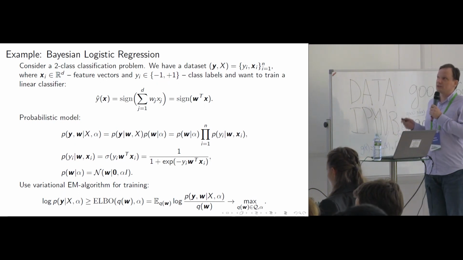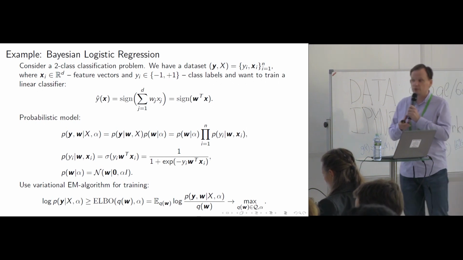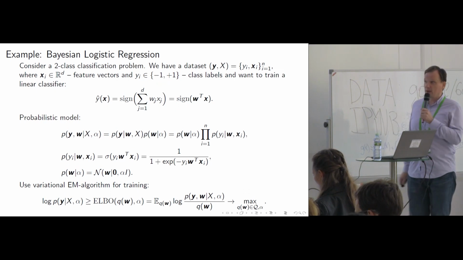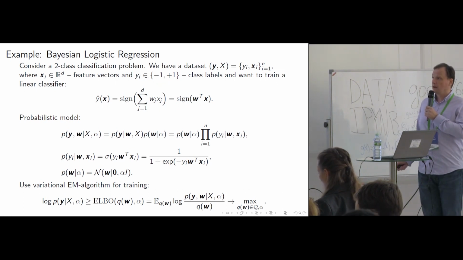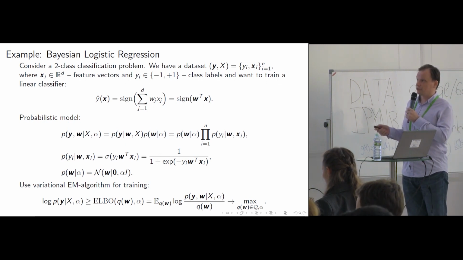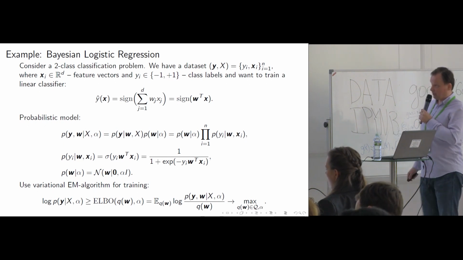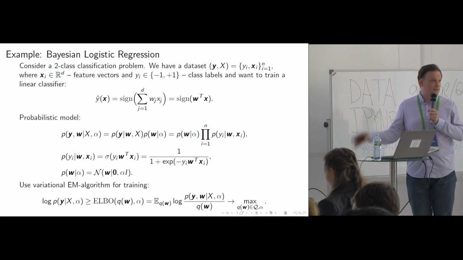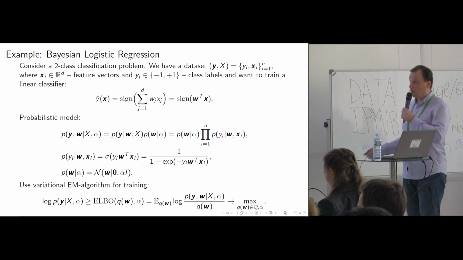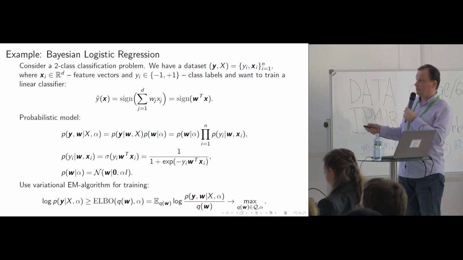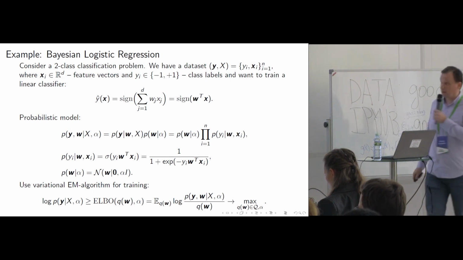So here we consider just a two-class classification problem and try to train a linear classifier for this problem to find some weights W. And our probabilistic model is the following. We introduce the joint distribution over class labels and our weights W as a product of two terms. The first one is the likelihood term as in the normal logistic regression model. So this is the product of sigmoid function over linear combination of w times x_i.